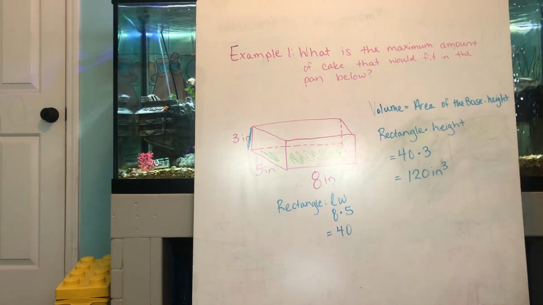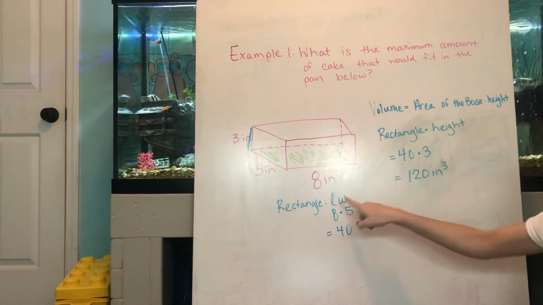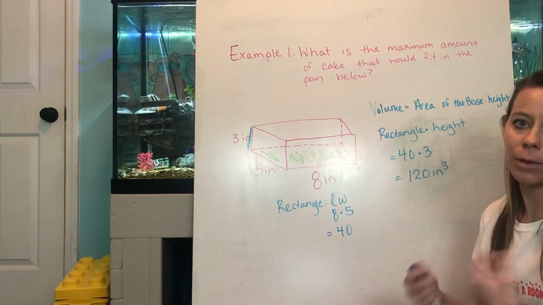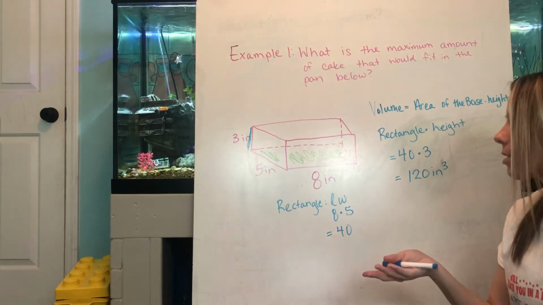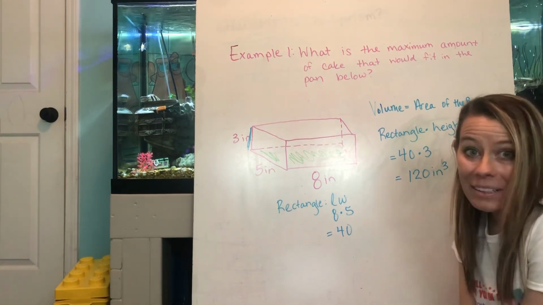And so that's why for a rectangle, length times width times height does work. It's the same formula as this, area of the base times height. It's just a specialized formula that works for rectangular prisms and square prisms. We'll do another example that is not a rectangle.